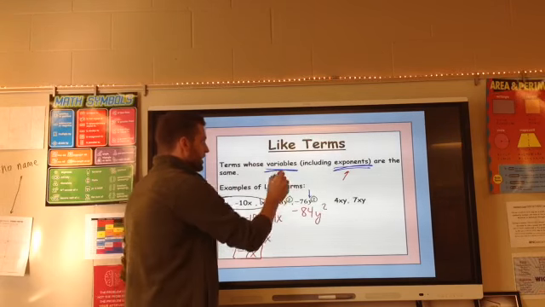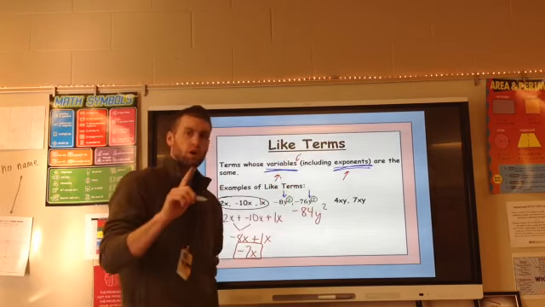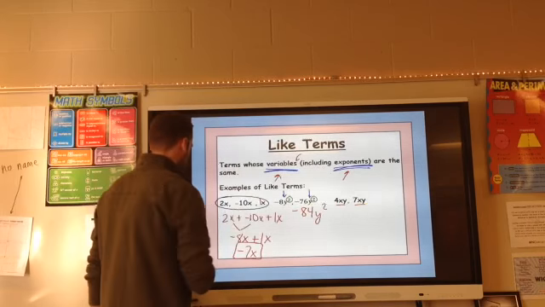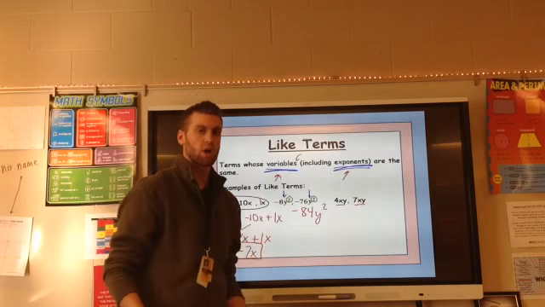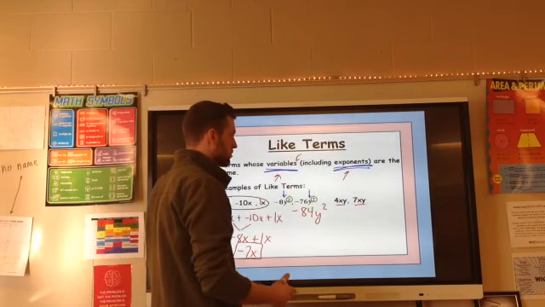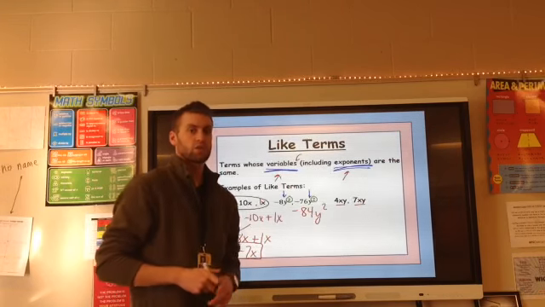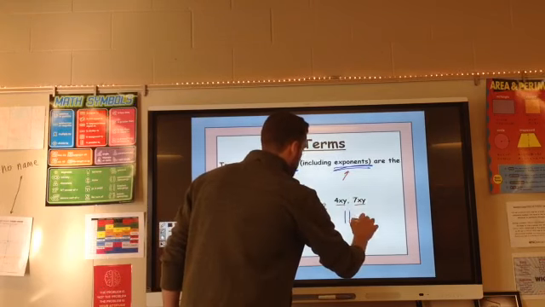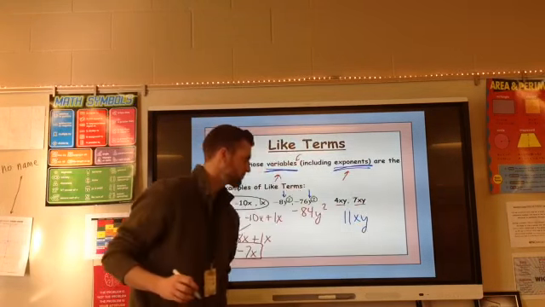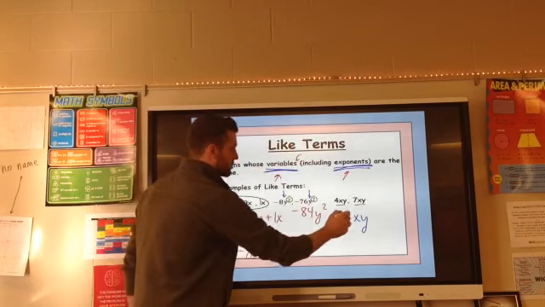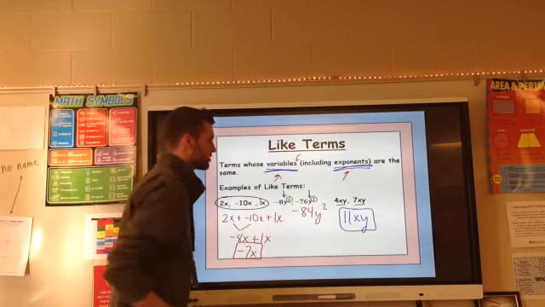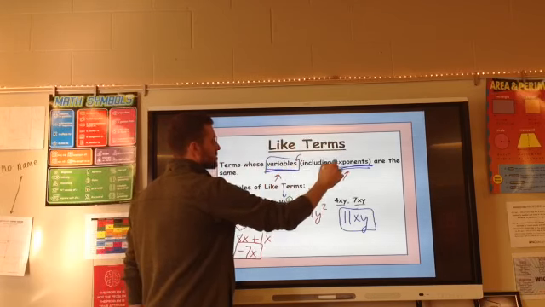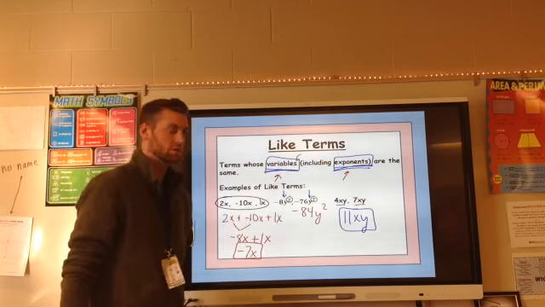Now, it says variables, not just one, it could be two. And that's what we have in the last example here. We have just 4 times x times y, or 4xy. And we have 7xy. So if we add all of our xy's together, we're actually going to have 11xy. So that would be adding those like terms in that case. We have the same variable and we have the same exponent.